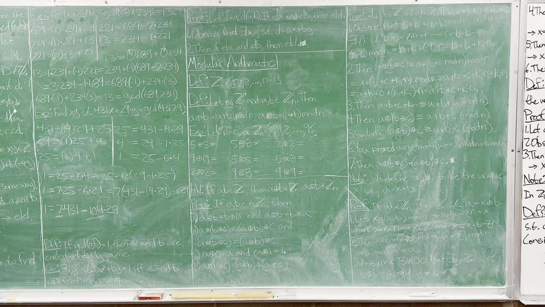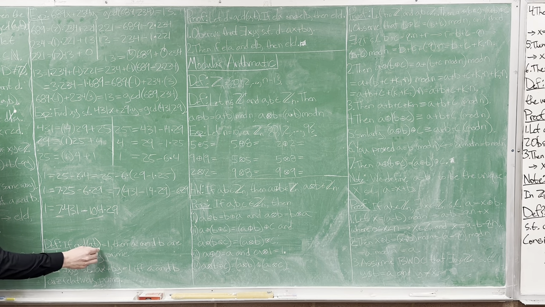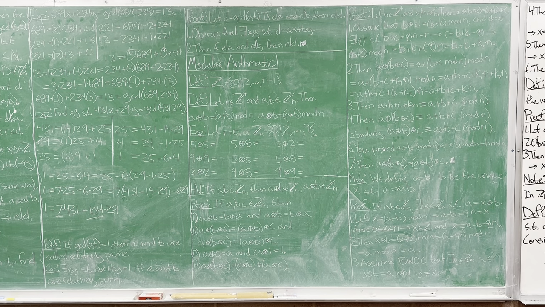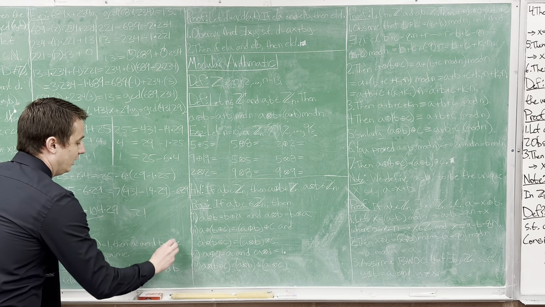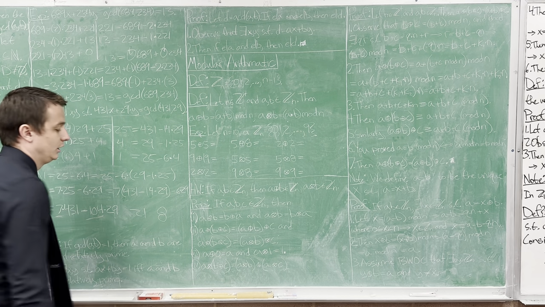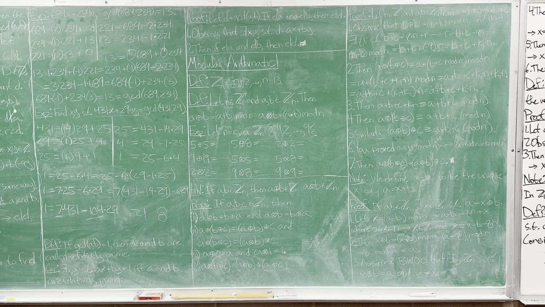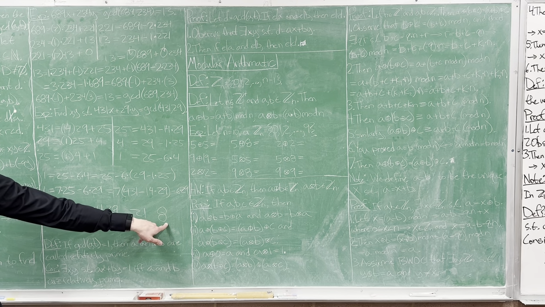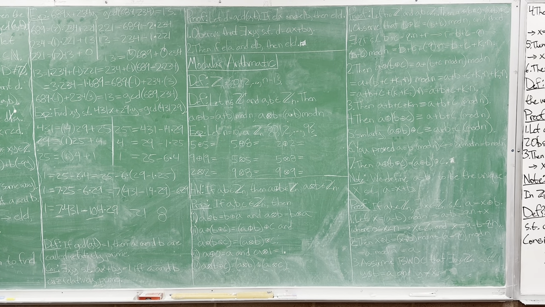Here's a definition now. If the greatest common divisor of two numbers is 1, then we call those two numbers relatively prime. Two numbers are relatively prime if their greatest common divisor is 1. Because one of them is prime? No, not necessarily. Look at 21 and 8. Their greatest common divisor is 1. These two numbers are relatively prime. That's what we mean by relatively prime.